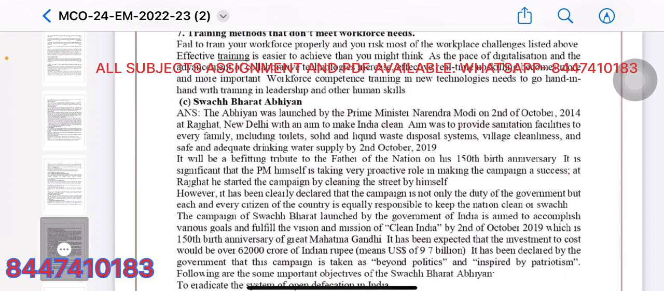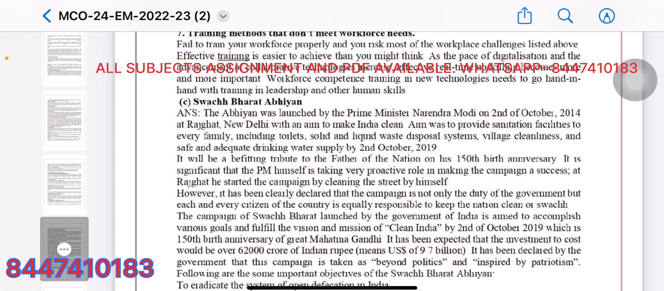Swachh Bharat Abhiyan. The Abhiyan was launched by Prime Minister Narendra Modi on 2nd of October 2014 at Rajghat, New Delhi, with an aim to make India clean. The aim was to provide sanitation facilities to every family, including toilets, solid and liquid waste disposal systems, village cleanliness and safe and adequate drinking water supply by 2nd October 2019. It will be a befitting tribute to the father of the nation on his 150th birth anniversary.